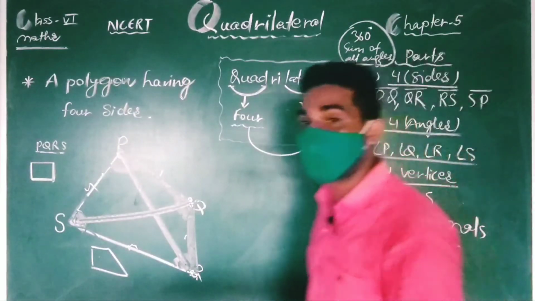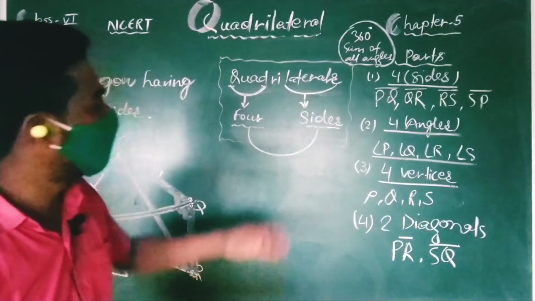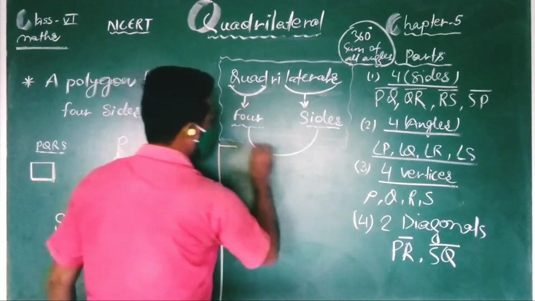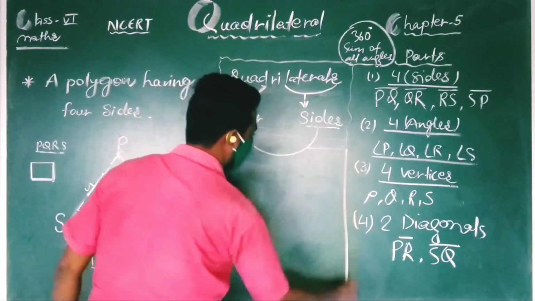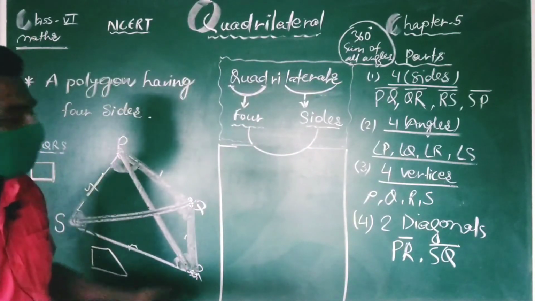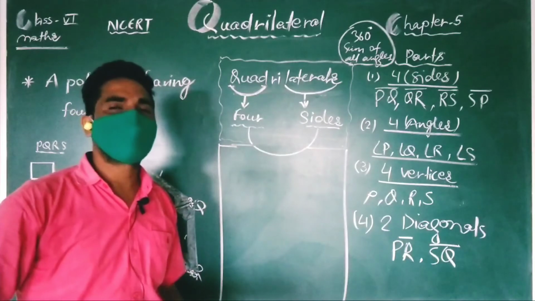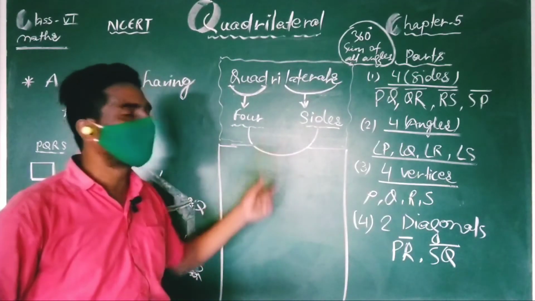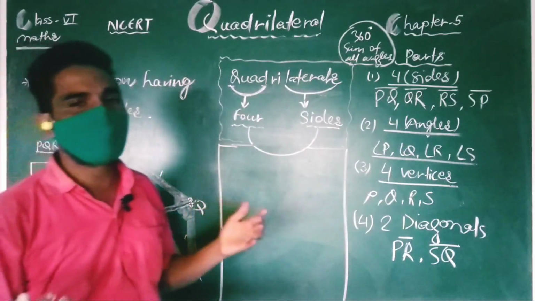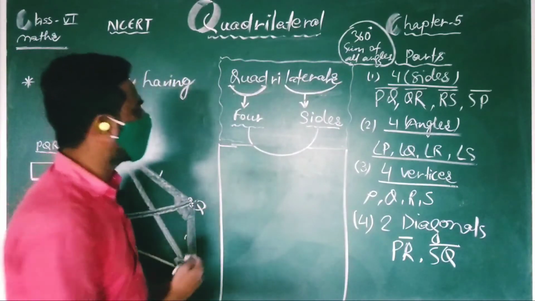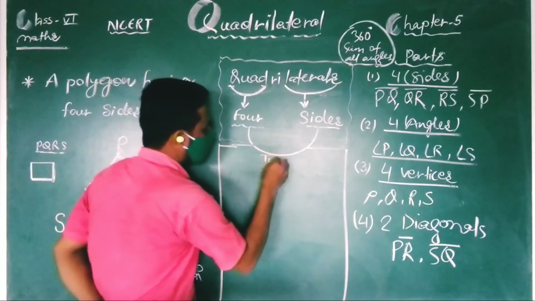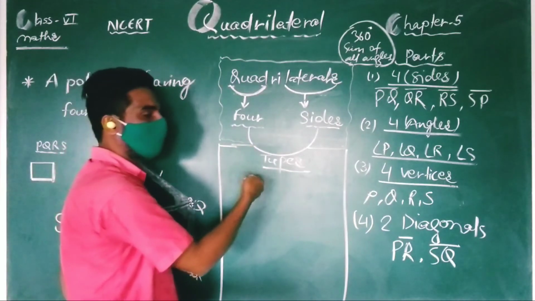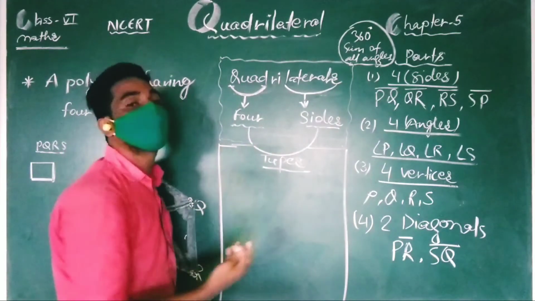So these are the parts of a quadrilateral. Now, a triangle was classified on 2 bases, on the angle basis and on the side basis. Is it the same here also? No, actually the triangle is classified on angle basis and side basis separately, but a quadrilateral is classified on side and angle together. So we'll see the types of quadrilateral. These are the names I am going to write now. These all are the types of quadrilateral.